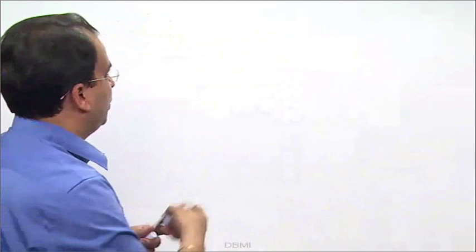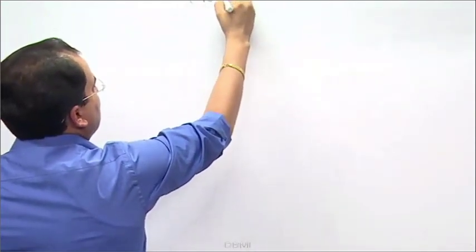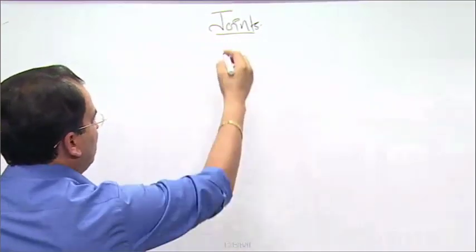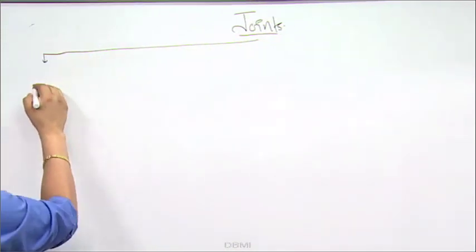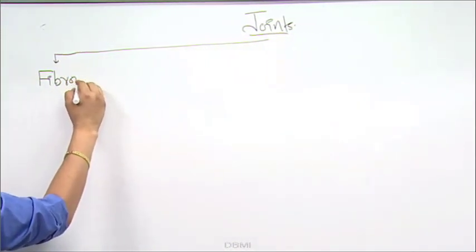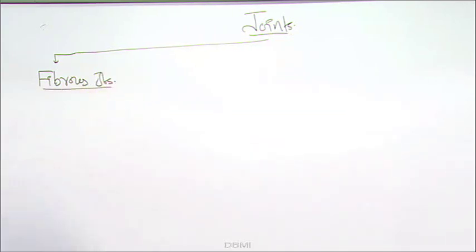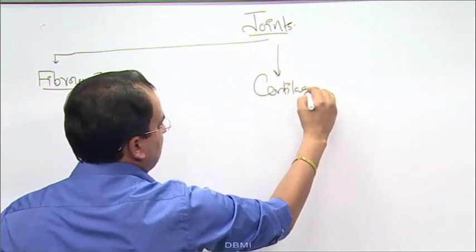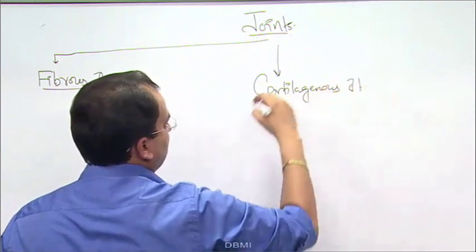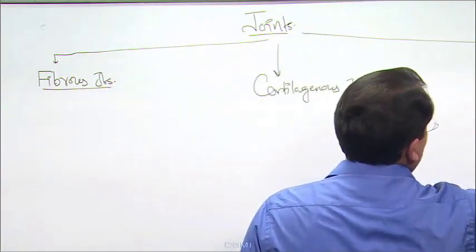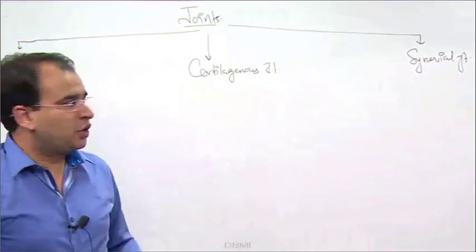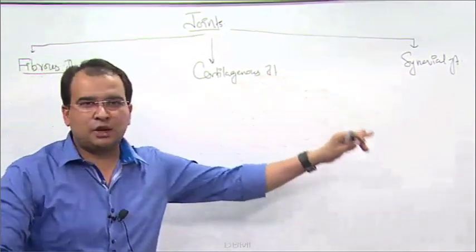Let's talk about joints. There are many questions asked from these joints, and you can see it in your question banks. Guys, structurally, joints can be divided into three types. We have fibrous joints, we have cartilaginous joints, and we also have synovial joints. Three types of joint: the fibrous joint, the cartilaginous joint, and the synovial joint.